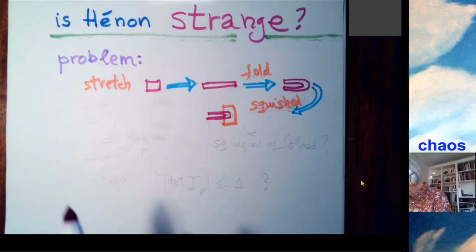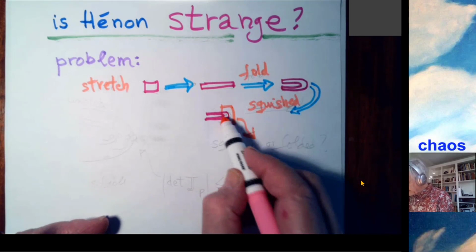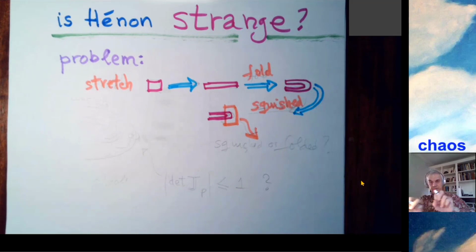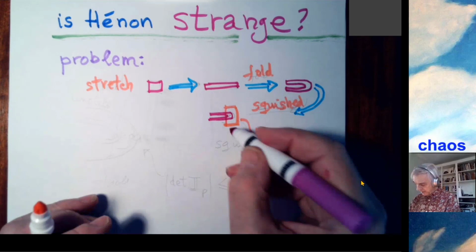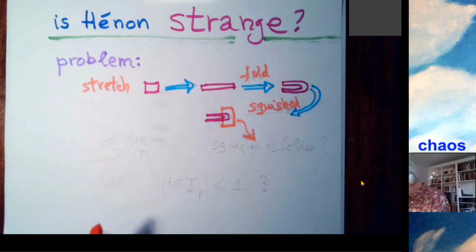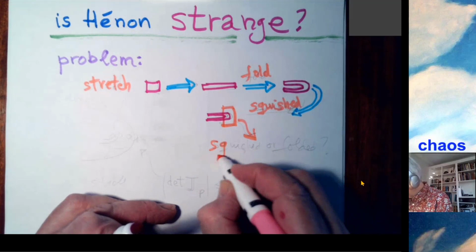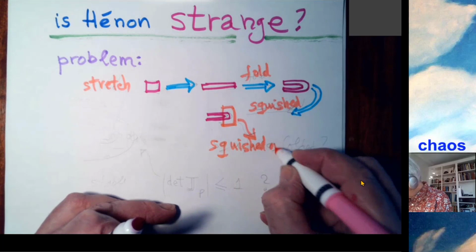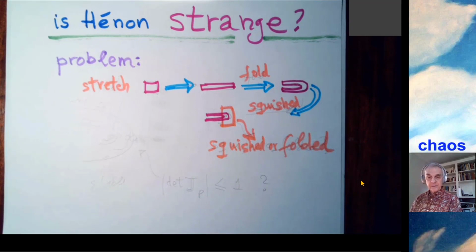When I look at the fold, the neighbors used to be stretched because I stretched the neighborhoods and then I folded them. But when I start squishing them, the things that got stretched by squishing could come close again. So in general, for systems like Hénon, we do not know whether neighborhoods are squished or folded. In other words, it's possible the neighbors are not going away if they come into the folding region.